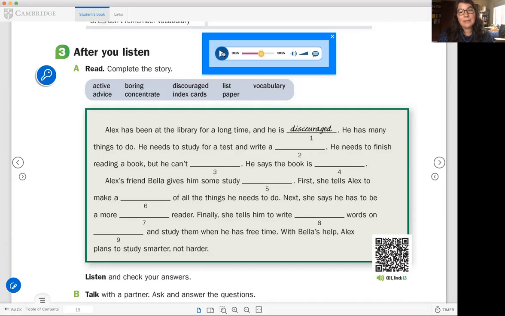Okay. How about next, right here, number 7? Next, she says he has to be what? Next, she says he has to be a more active reader. Okay. An active reader means interacting with what you're reading, underlining things, taking notes, that sort of thing. How about number 8?